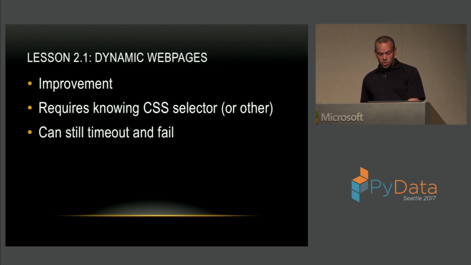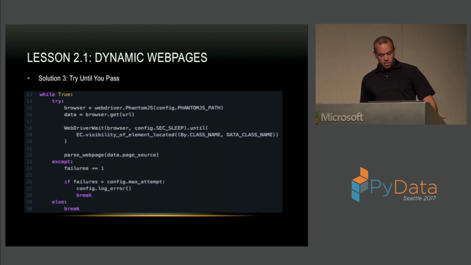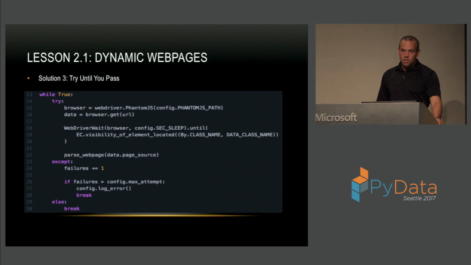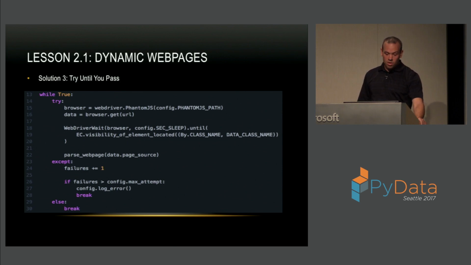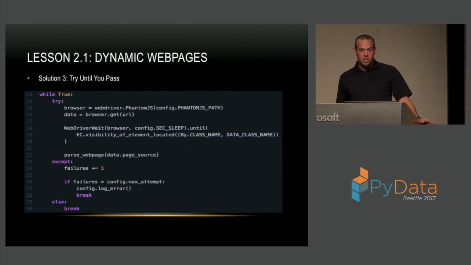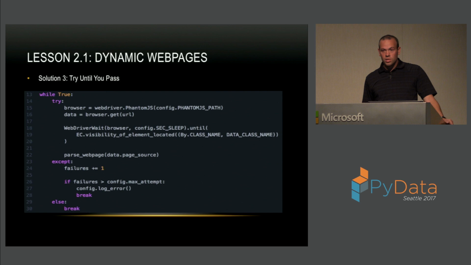So the solution I came up with, it's not pretty, but it's effective. Basically, you're trying until you pass. You're going to throw that same code into an infinite loop, and you're going to keep trying until it gets a web page. You want to have some sort of check so you're not spinning forever, because there can be legitimate reasons why it can't load, such as the website no longer exists or the server may be down.